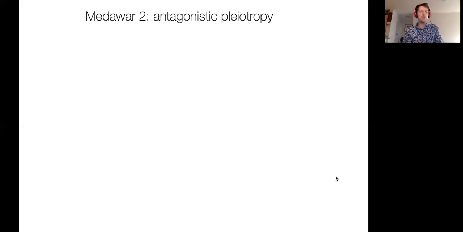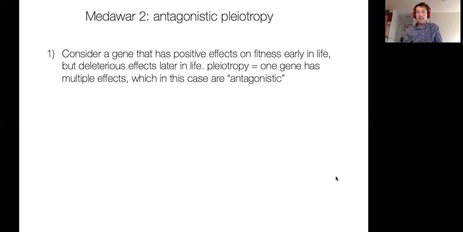So antagonistic pleiotropy. I want you to take a minute and think about what you think antagonistic pleiotropy is going to be. So pause and think about that. So antagonistic pleiotropy is a gene that has a positive effect on fitness early in life and a negative, a deleterious effect later in life. So pleiotropy means one gene that has multiple effects. In this case, they're antagonistic, positive early, negative later.